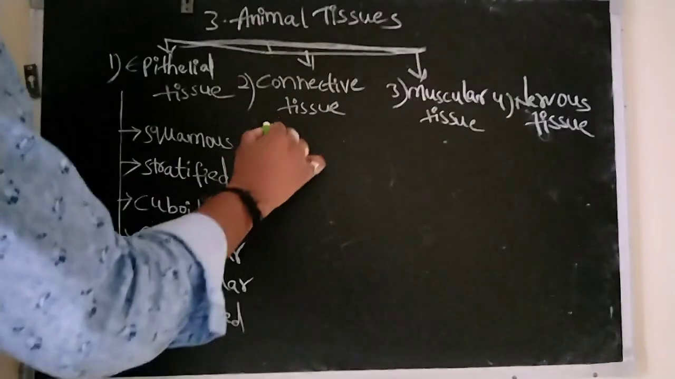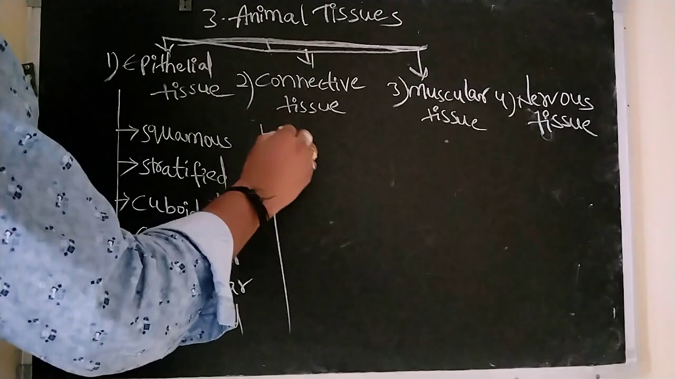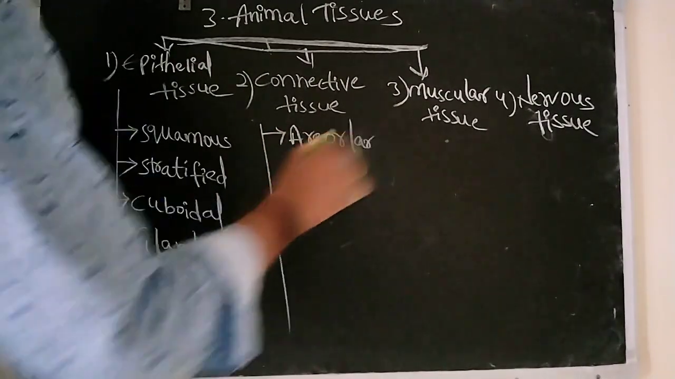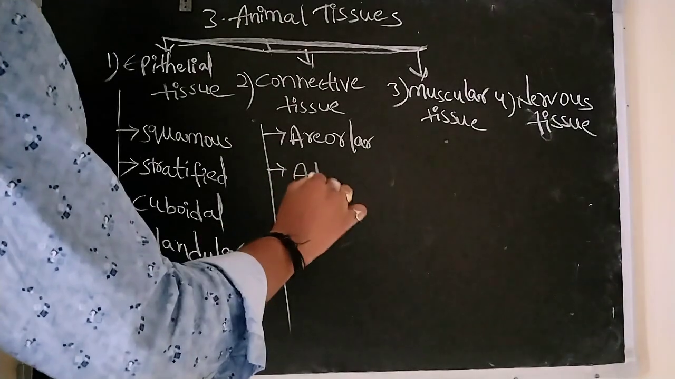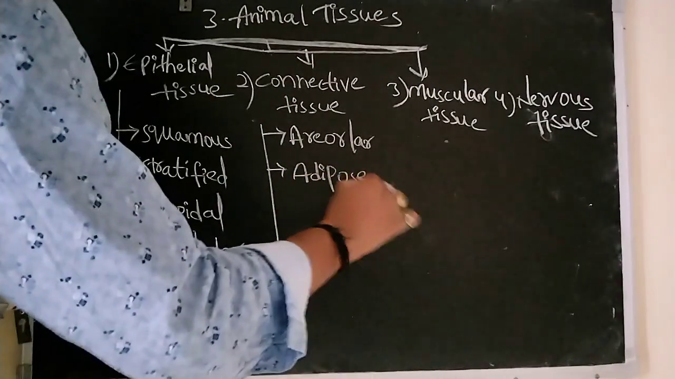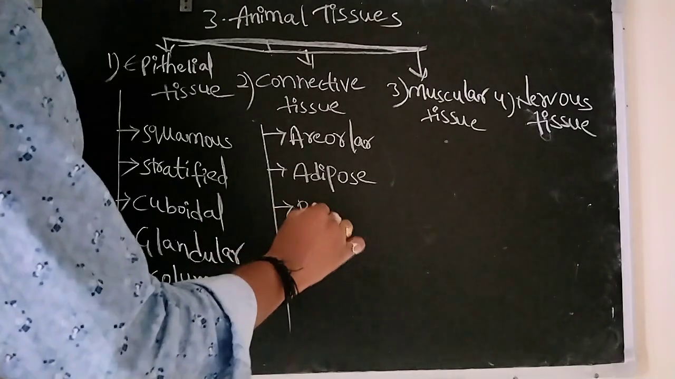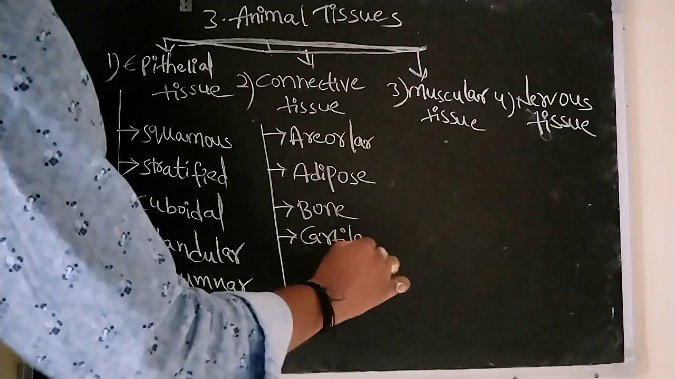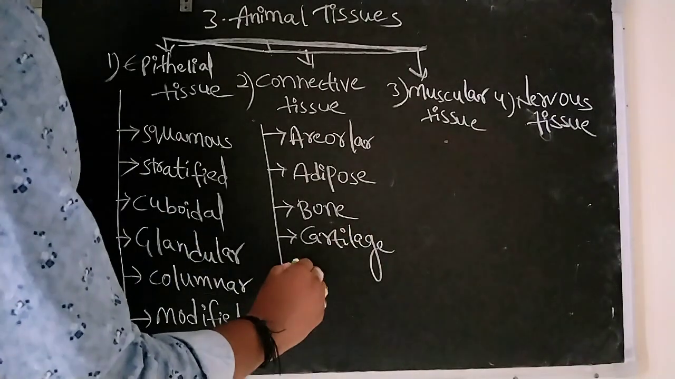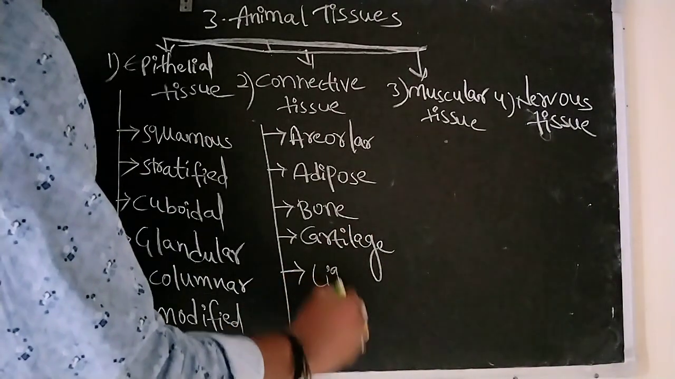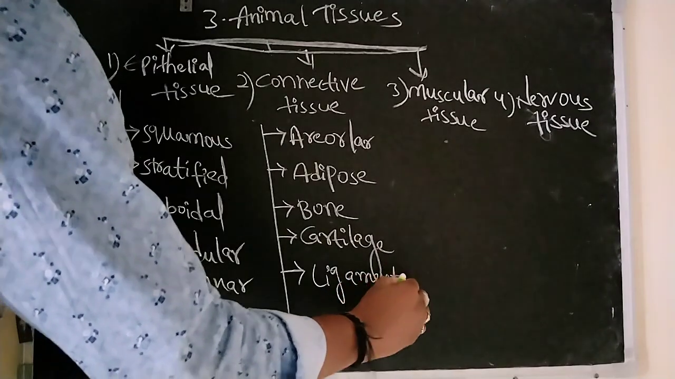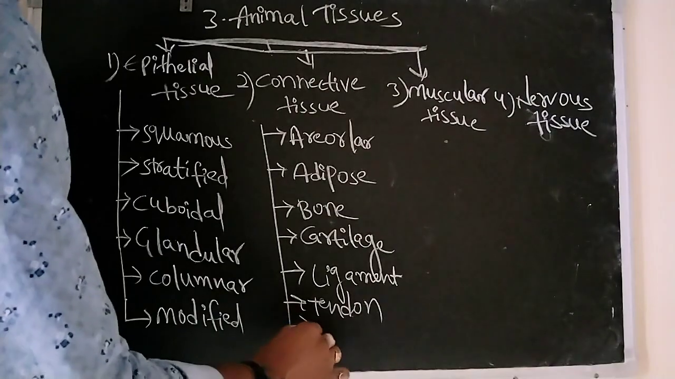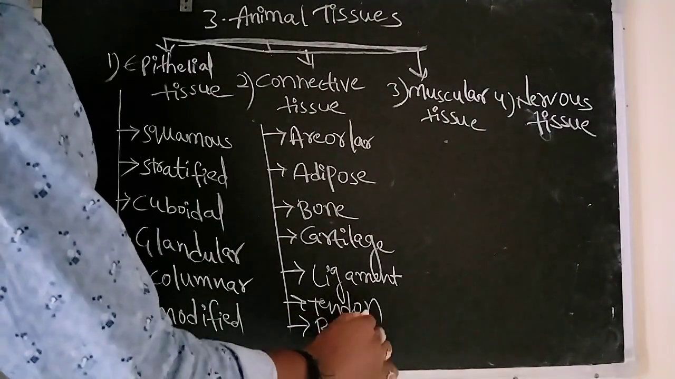Next, connective tissue. Connective tissues are also of various types: areolar tissue, adipose tissue, bone, cartilage, ligament, tendon, and blood. All these are connective tissues.